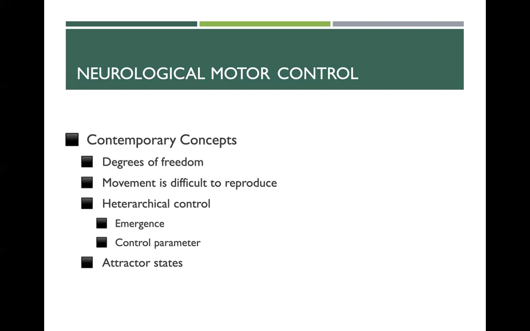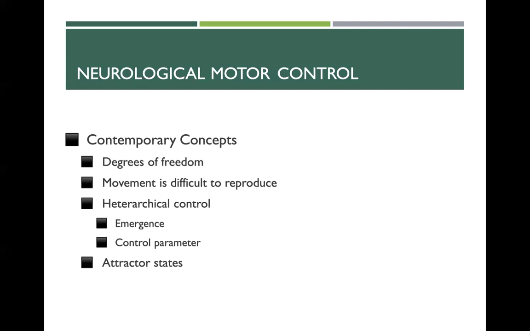We're also looking at the heterarchical control. Heterarchical control is person-centered: the nature of tasks, conditions, and environment all work together to create movement. It sounds a lot like what we talked about earlier in this class about the person, environment, and occupation, the PEO model. This contributes to the emergence of movement. So under the heterarchical control, we have emergence and control parameter.